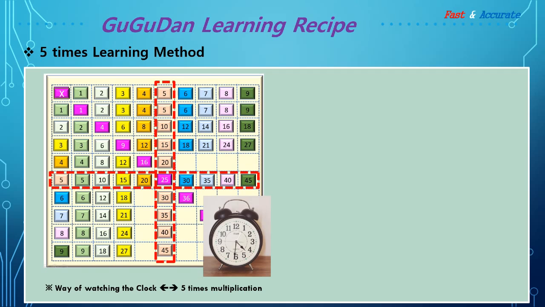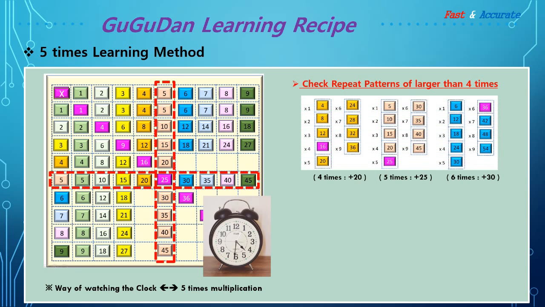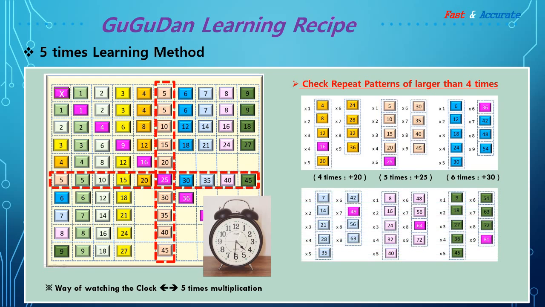You can see from the figure on the right side that the repeat pattern learned in the 2 times and 3 times learning methods is extended from 4 times to 9 times multiplication based on the multiplication value of 5 times. Just as the repeat pattern of 2 times and 3 times could be obtained by adding 10 and 15 for multiplications of multiply by 6 or more, respectively, the repeat pattern from 4 times to 9 times can be obtained by adding 20, 25, 30, and so on for multiplication of multiply by 6 or more, as shown in the figure.